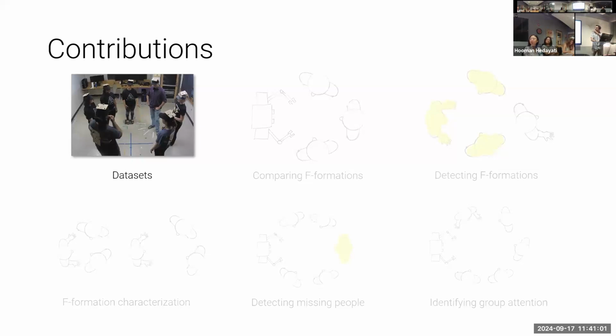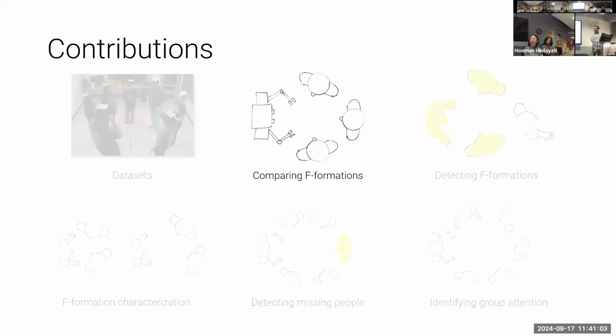So we created a data set, and then we tried to compare whether there is a difference between a human-human conversational group and a human-robot conversational group. And what we've done was to try to understand and mathematically formulate these types of differences.